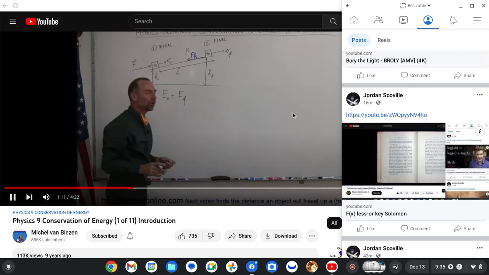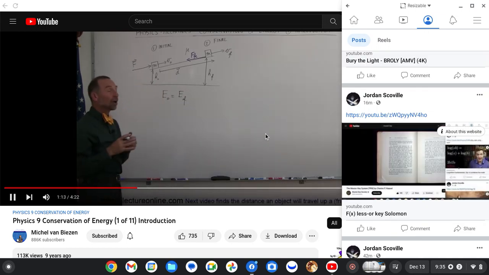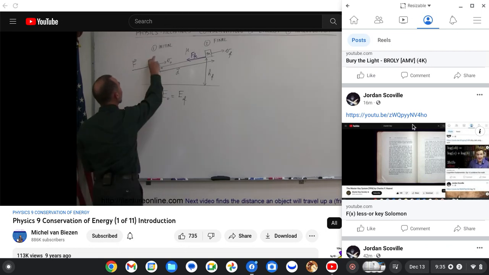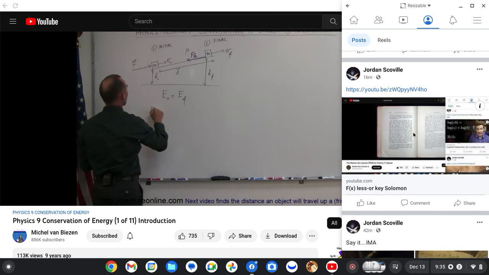So, what types of energies can this object usually have? Well, it can have potential energy, and it can have kinetic energy. So the initial energy that it has in this state right here means that it has some initial potential energy, and some initial kinetic energy.